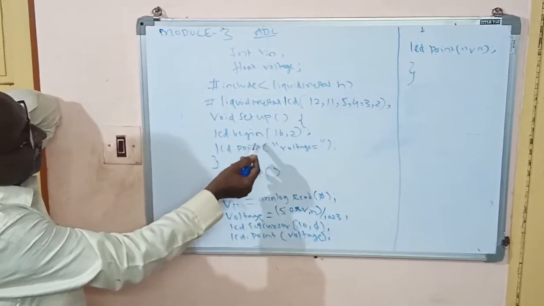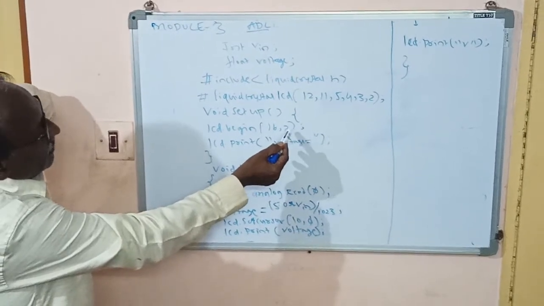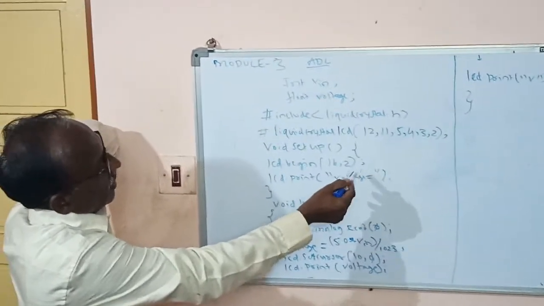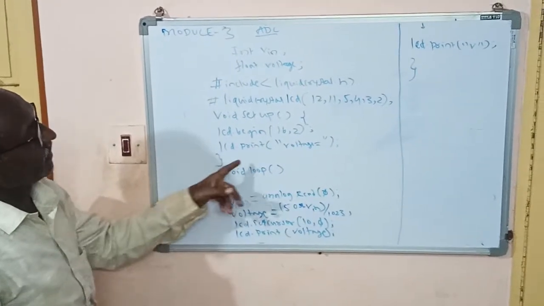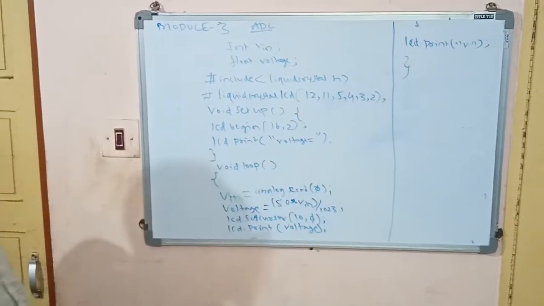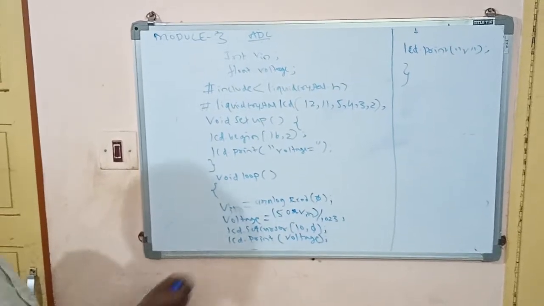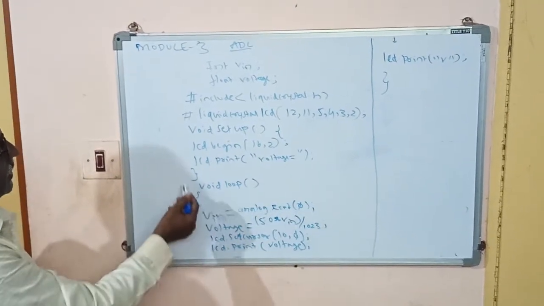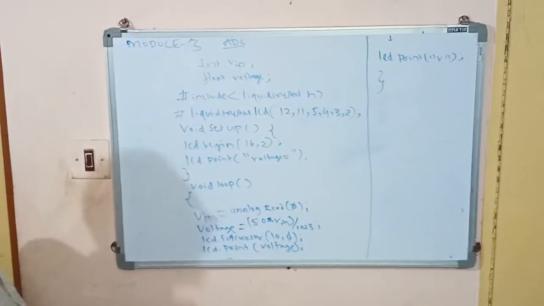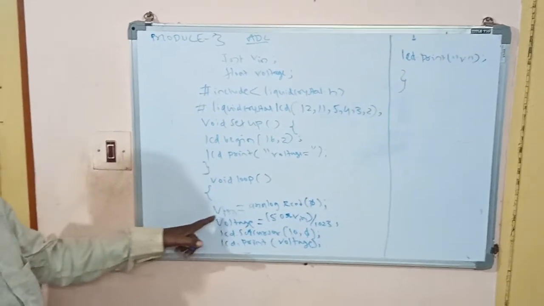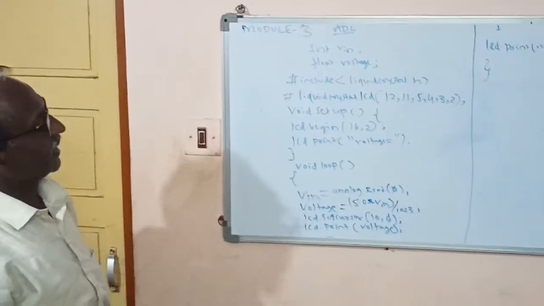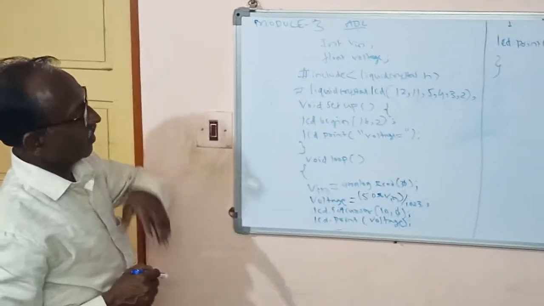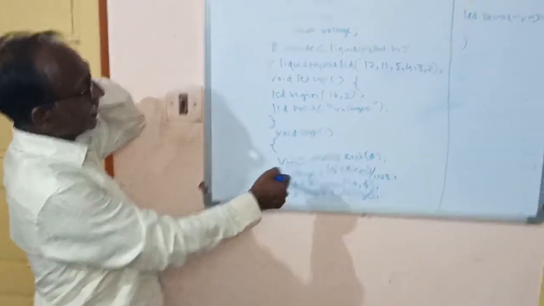So lcd.begin, these are the points, 16 comma 2 for liquid crystal display. Then lcd.print is in the form of voltage. I am writing it as voltage. Print is also observed like this. Then void loop. So begin, for this pin you can select analogRead. At the beginning the status is 0, make it 0, and calculate the resolution.